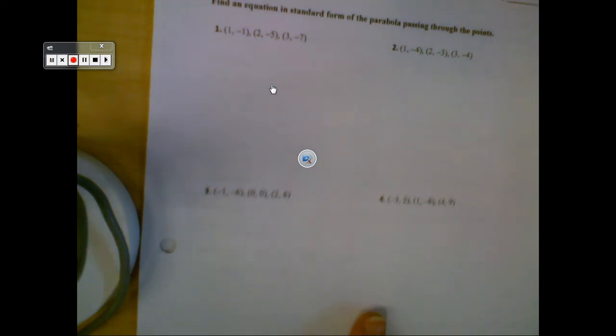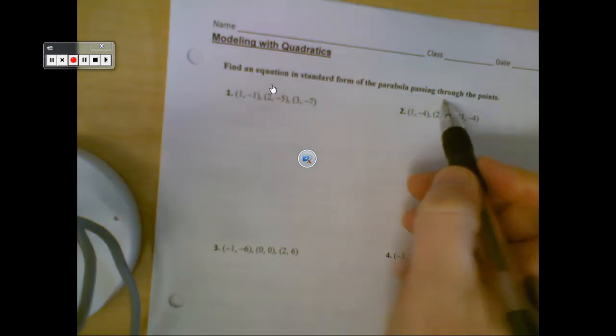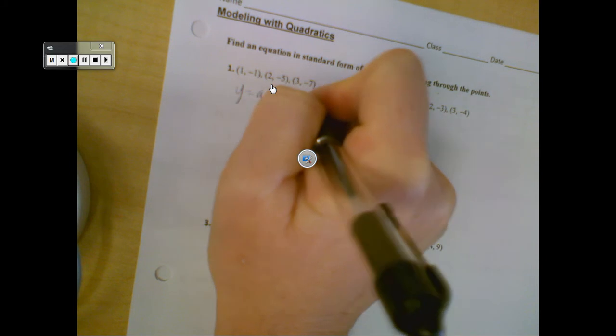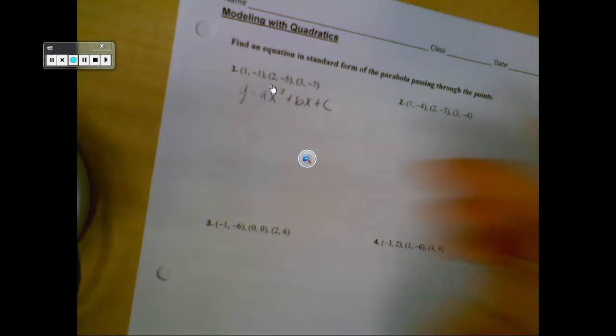Okay, so you have to write an equation in standard form of the parabola passing through the points. Now we've done it with a vertex and a point, but this time you're not given the vertex. So what you're going to end up having is a system of 3 equations with 3 unknowns. So if you remember the standard form, it looks like this. We're just going to plug in y and x, and we're going to have a, b, and c left over.